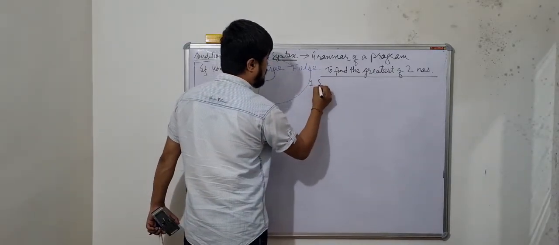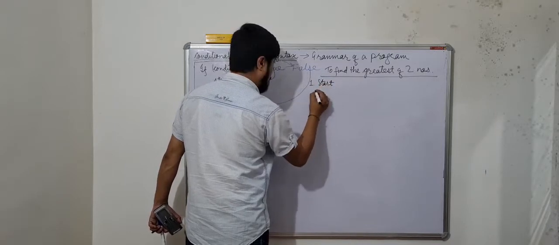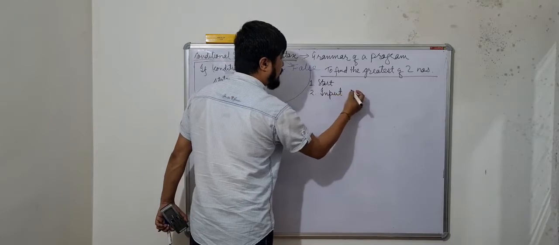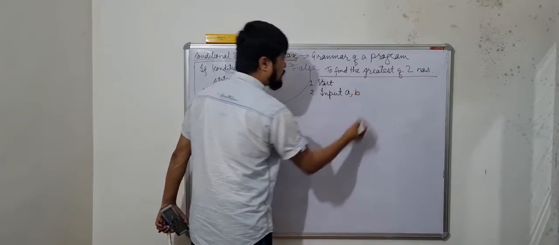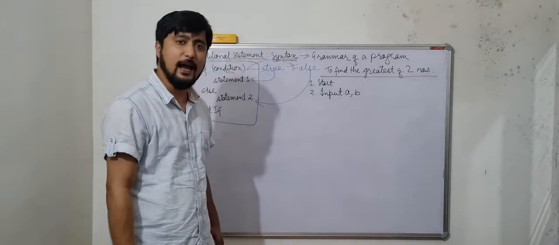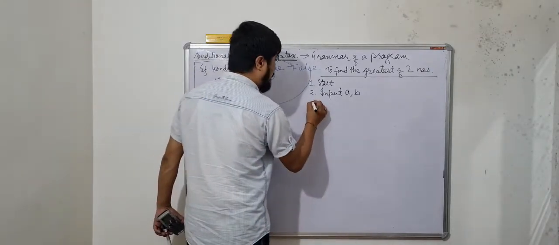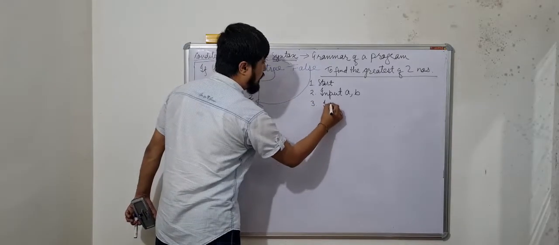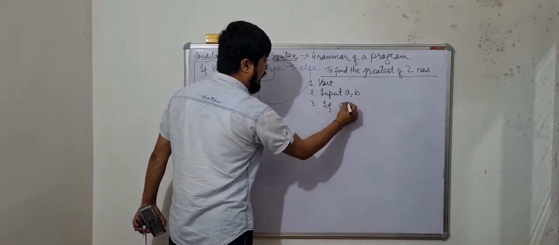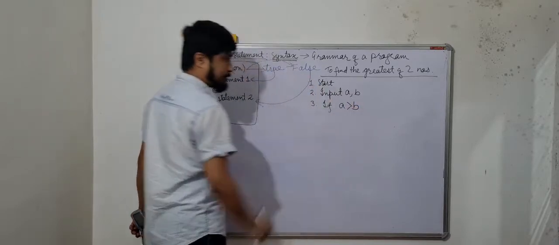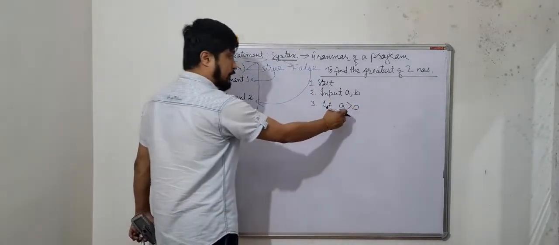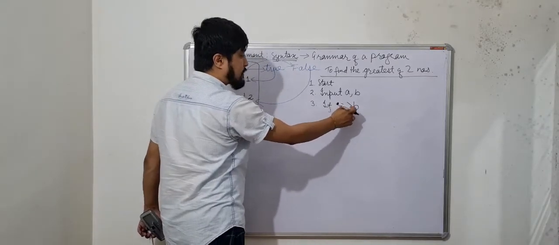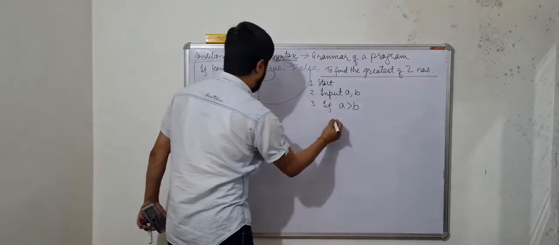So step 1, start. Step 2, first we have to take the input inside two variables, so we'll take the variables as A and B. And then the conditional part: if A is greater than B. Here greater than is the conditional operator. If A is greater than B, then statement 1.